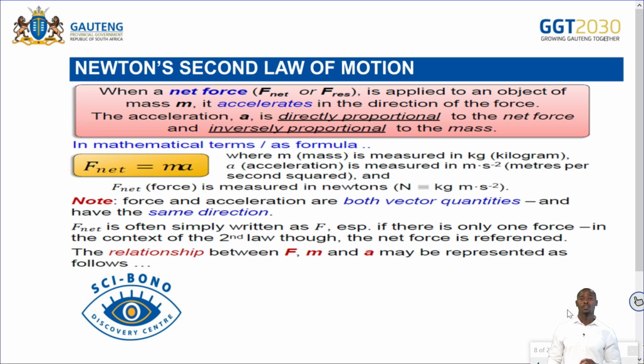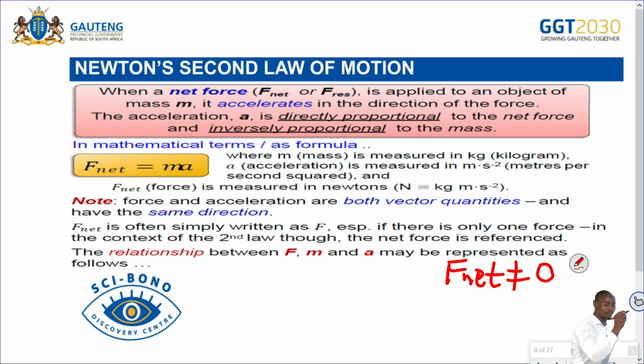Then Newton's second law. Now when it comes to Newton's second law, it states that when a net force is applied on an object, it accelerates in the direction of the net force with an acceleration that is directly proportional to the net force and inversely proportional to the mass. So now there's a net force acting on an object. Previously, with Newton's first law, the magnitude of the net force is 0 newtons. Here, with Newton's second law, your net force is now unequal to 0. If your net force is unequal to 0, then your acceleration is also unequal to 0. This is very, very important.